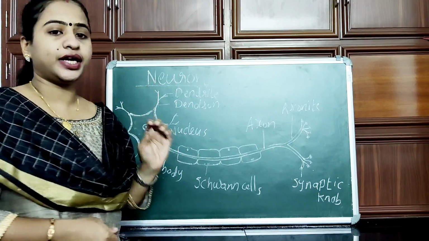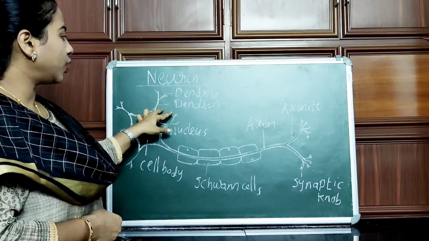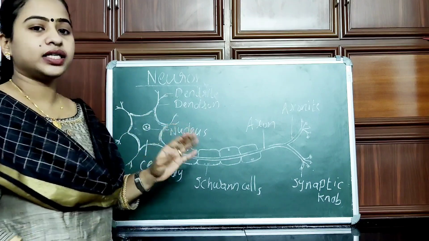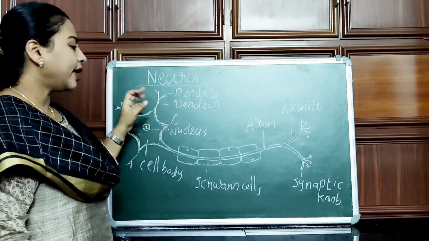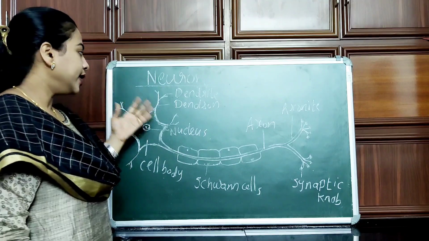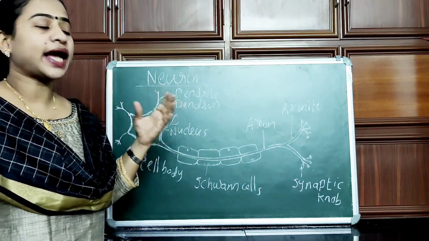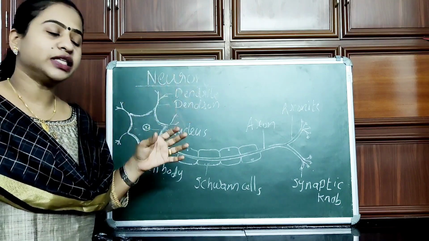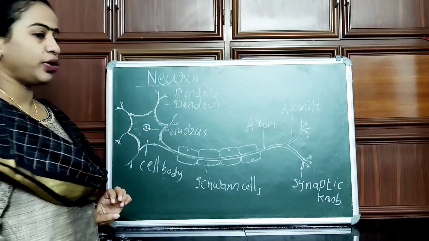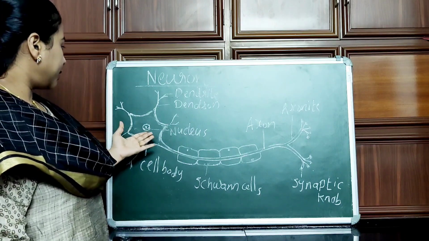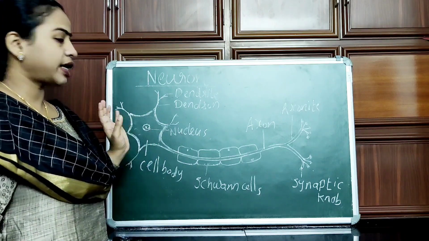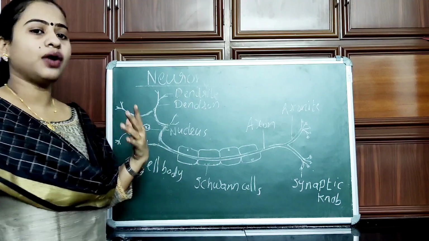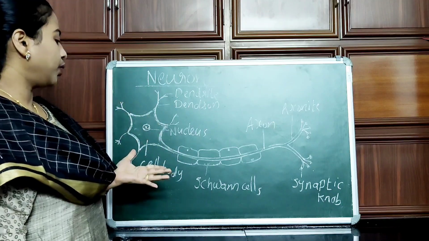The next one is dendron. The dendron is the short filament from the cell body. What is their function? They help to carry impulses from the dendrite to the cell body. Then the next parts are nucleus and the cell body. Like all other cells, the neuron also has a nucleus and cell body.